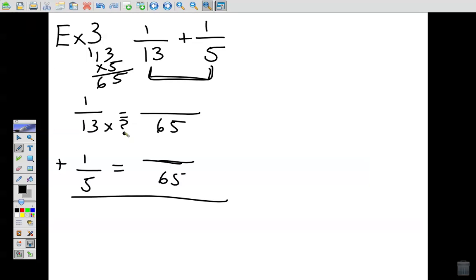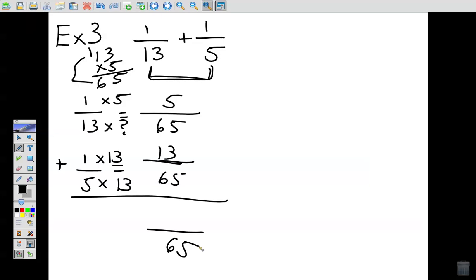Well, I know 13 times 5 gave me 65, so it's got to be 13 times 5. So I got to take the top times 5, which is 5. 5 times what is 65? Well, 13. So you multiply the top by 13. Now, since it's an addition problem, you keep the same denominator, the common denominator, add the top numbers. So 13 and 5, what's that give us? 1, 2, 3, 4, 18.